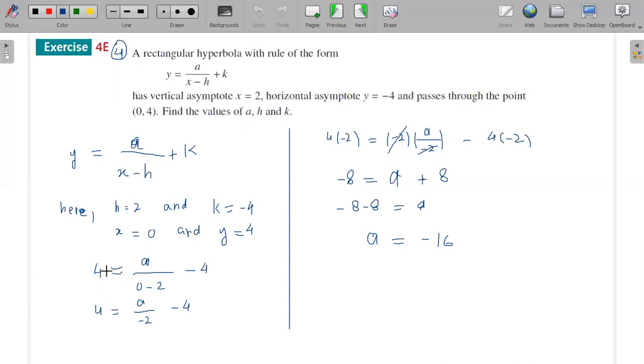So again we will put all these values here. y is 4, and a divided by x is 0 minus h is 2, minus k is 4. So 4 equals a by minus 2, minus 4. Again the same step, we will multiply by minus 2 on both sides. This 4 multiplied by minus 2, these two will cancel each other, and 4 multiplied by minus 2 gives minus 8. So we will subtract 8 on both sides to remove this 8. Minus 8 is equal to a, so a is equal to minus 16 now. So again we get the value of a.